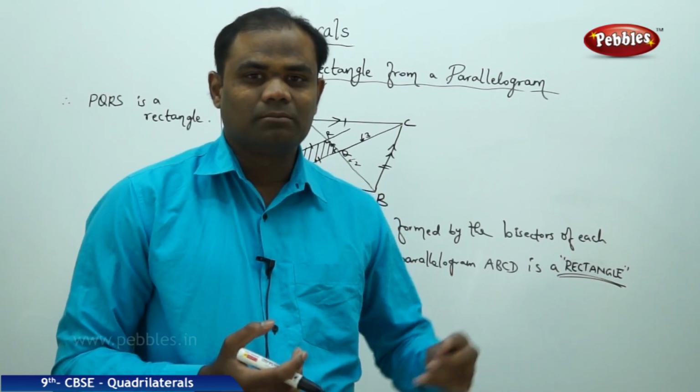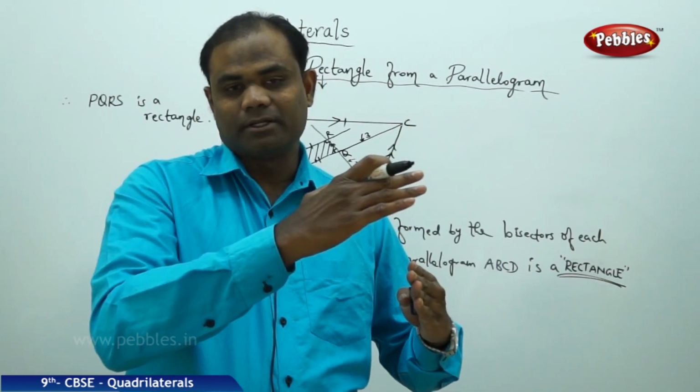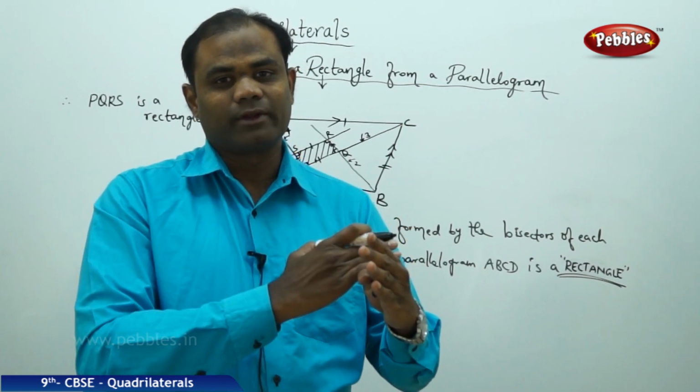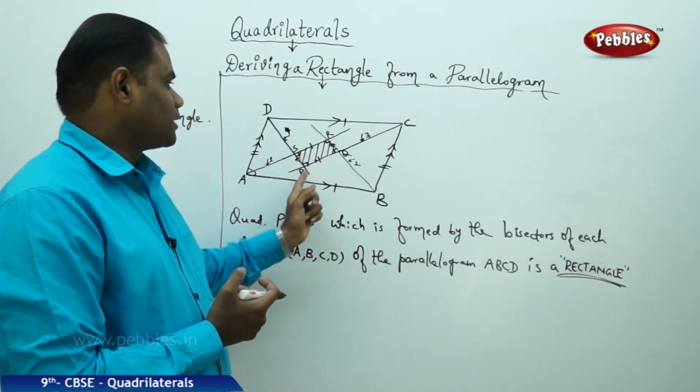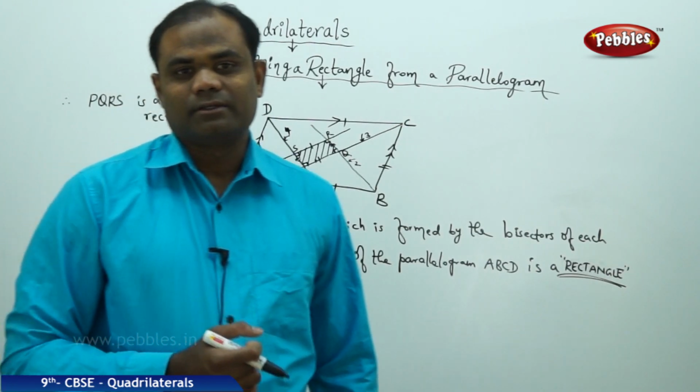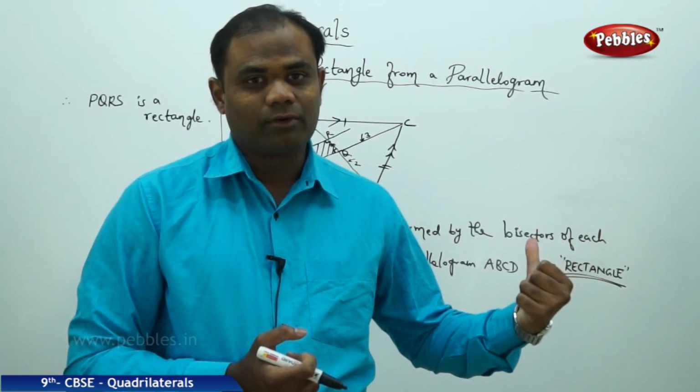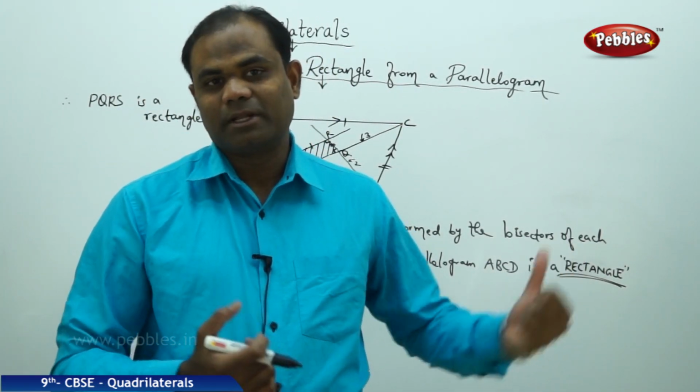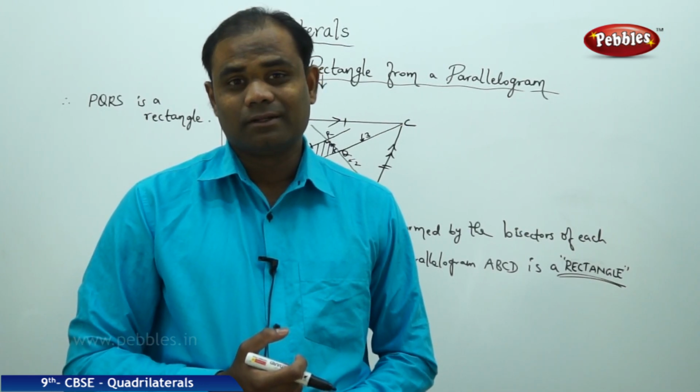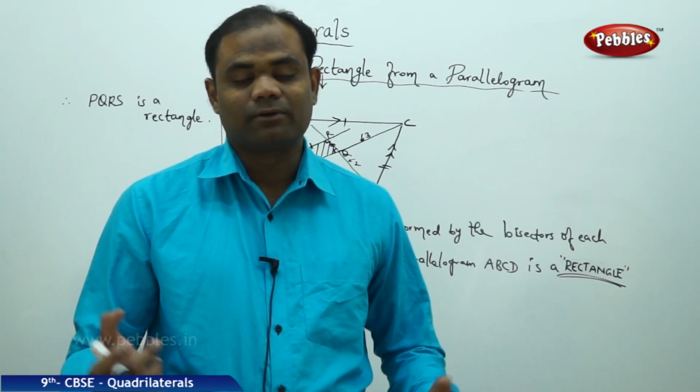So for any parallelogram whose bisectors meet at four different points, that closed-sided region is called a rectangle. This holds for any parallelogram existing in the branch of mathematics. Rectangle derived from a parallelogram.